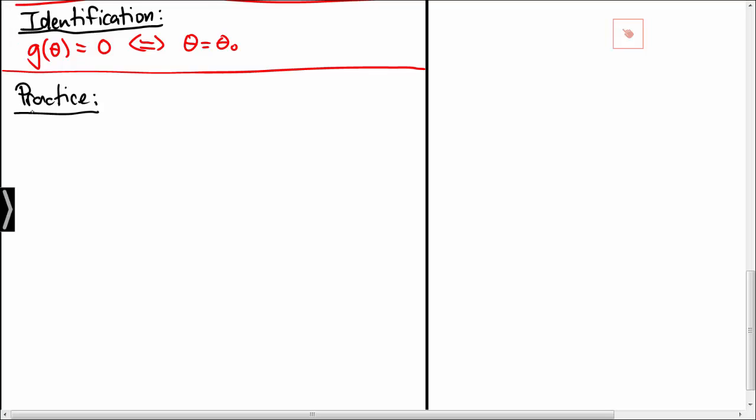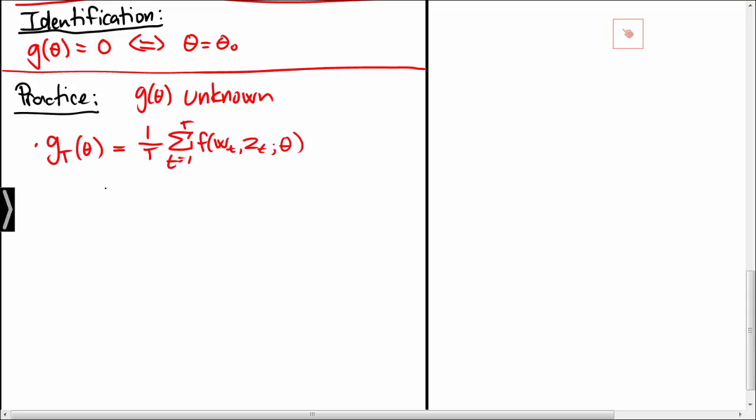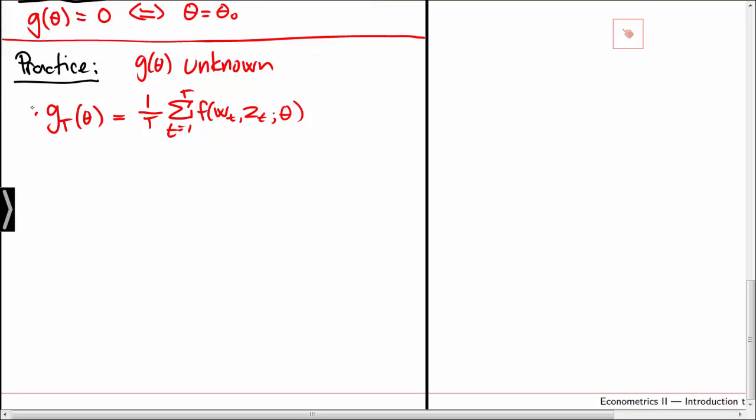In practice, the function g is unknown, but we can approximate the function by considering the sample average of the functions f. The idea is now to use this function gT to derive an estimator for theta. We consider three different cases. Recall here that gT is r-dimensional and that theta is k-dimensional.